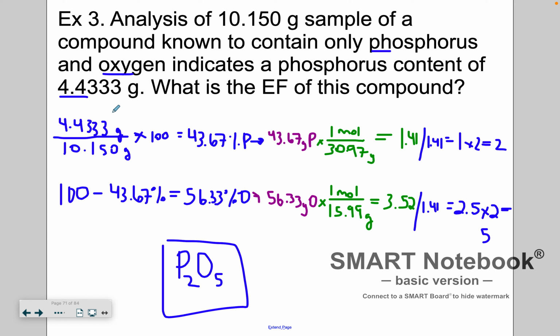Okay, so this time they didn't give me a percent, they gave me a mass. And then from there I was able to figure out the percent and then jump right into my steps.